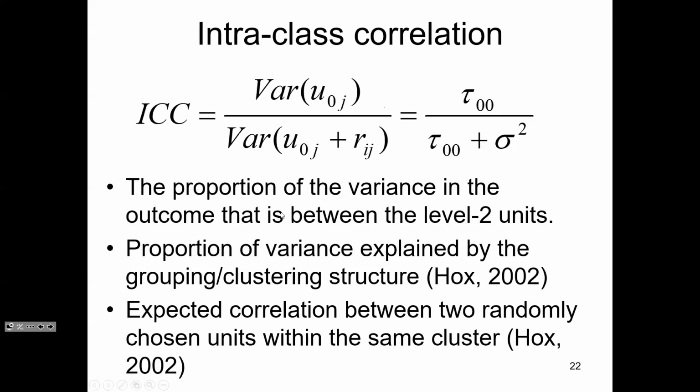So how do we compute that intra-class correlation coefficient? Well, we just take tau naught naught, again the variance in U sub naught J, and we divide it by the total variance in Y. And the total variance in Y, we just said, is tau naught naught plus sigma squared. So to get our measure of the intra-class correlation coefficient, we take tau naught naught divided by tau naught naught plus sigma squared. So this is a very easy computation.